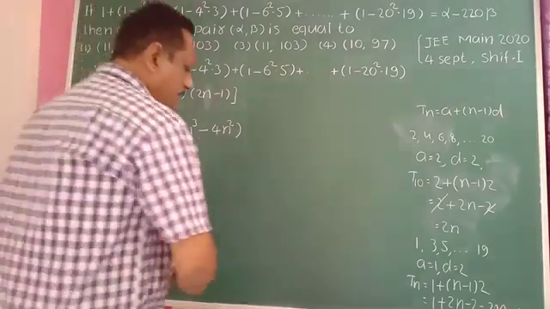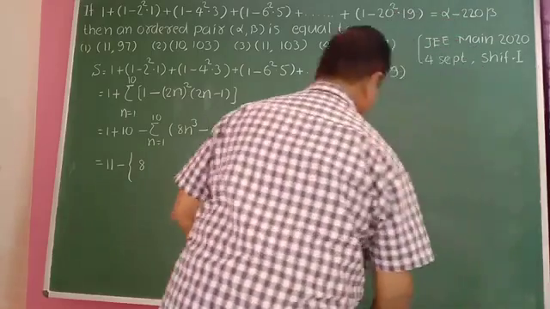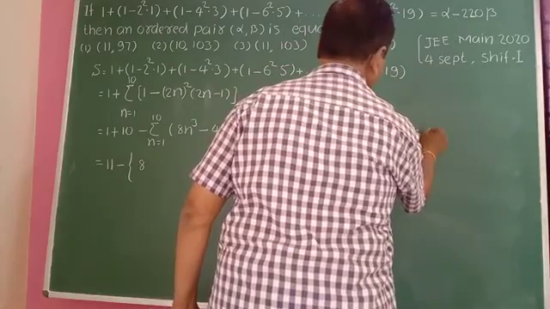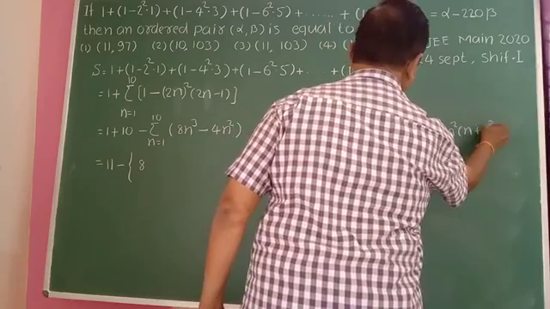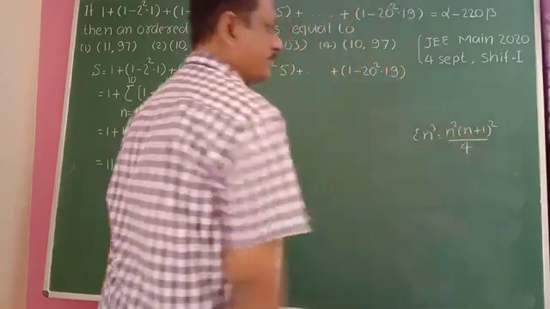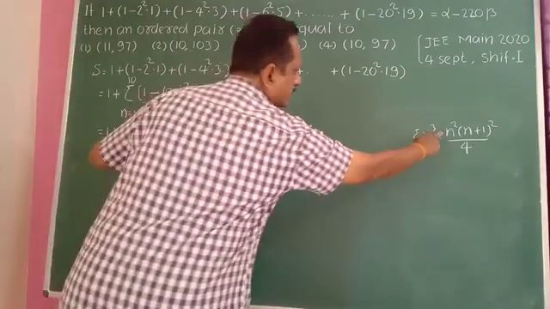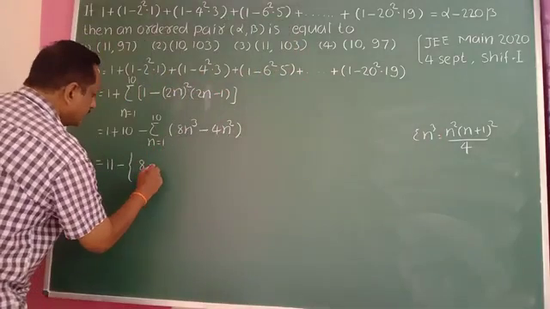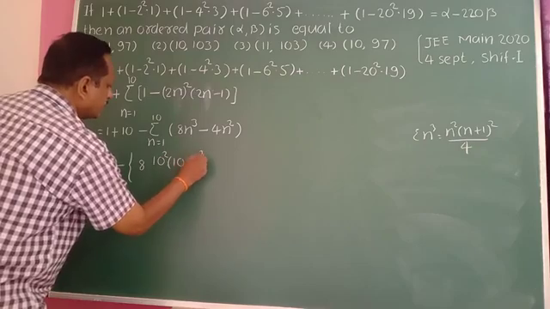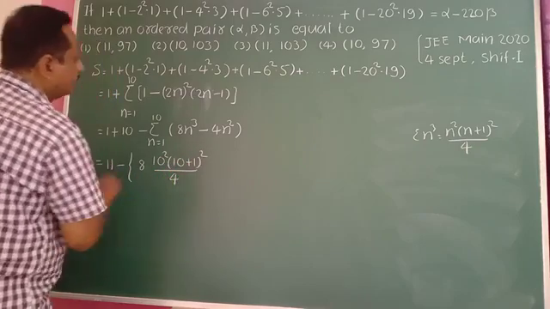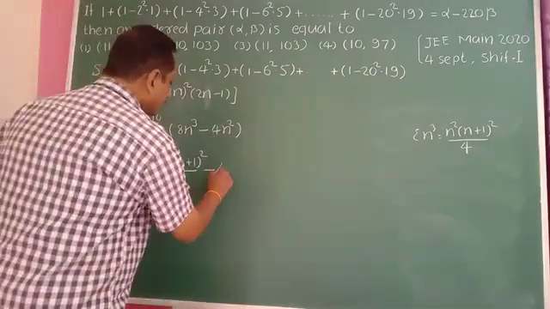You know this formula, summation of n cube. Summation of n cube is equal to n square into (n plus 1) whole square divided by 4. Therefore, here n is equal to 1 to 10. Put n equal to 10 here. Therefore, 8 keep as it is, 10 square into (10 plus 1) whole square divided by 4 here. Then minus 4 keep as it is here.